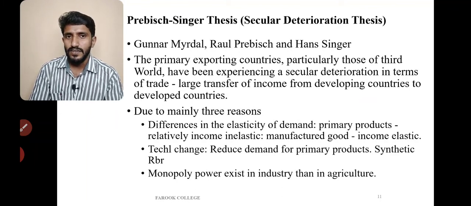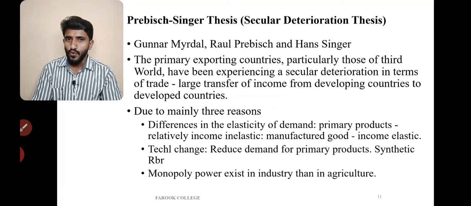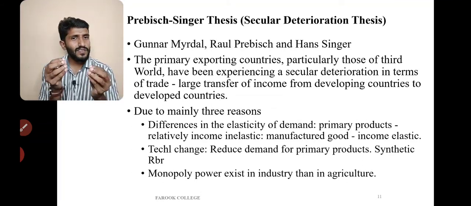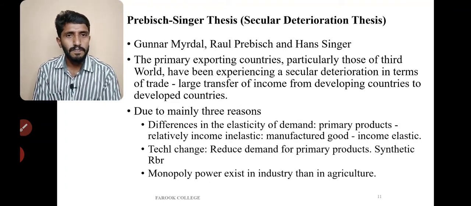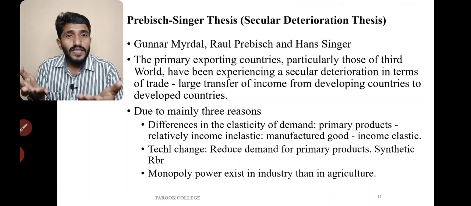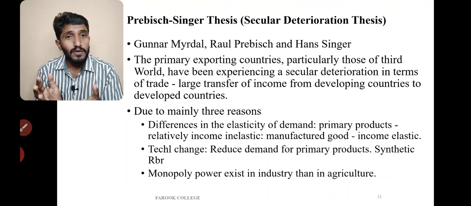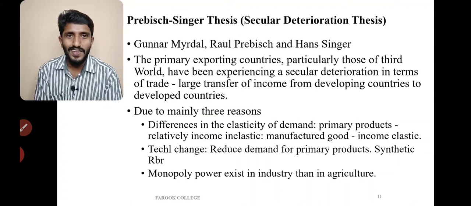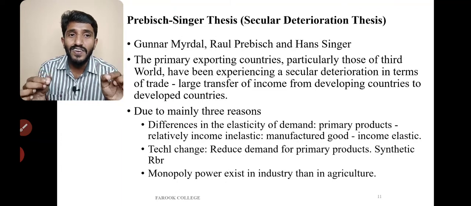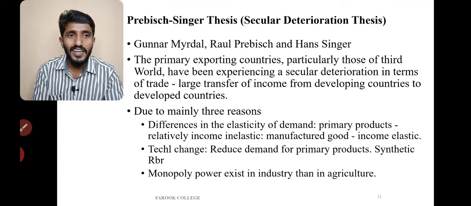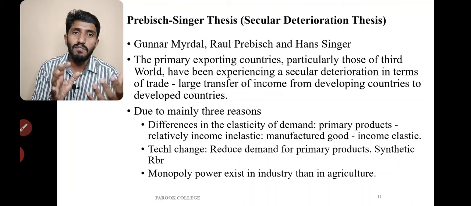Suppose that you are getting more income, would you buy more tomatoes? No, because if you buy half a kg of tomato, you won't buy much more even if your income increases. Suppose your income has increased, will you buy more rice? No, there is a limitation. So primary products are relatively income inelastic, and manufactured products are more income elastic.